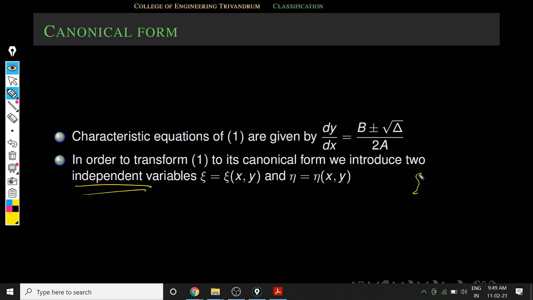For example, psi equal to x plus y. Then suppose eta equal to x minus y. Is it independent?